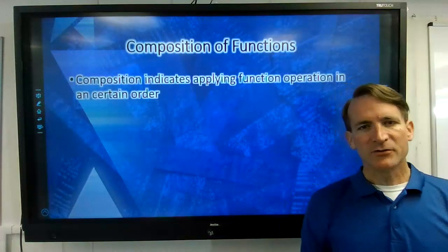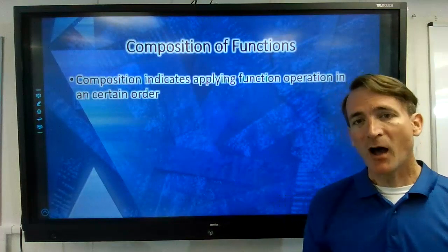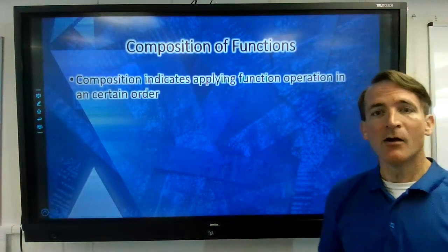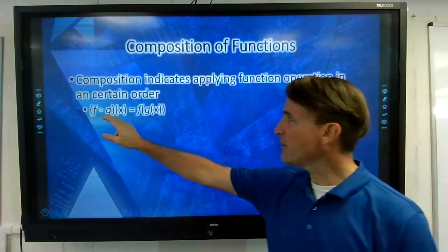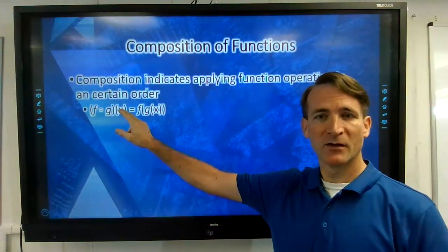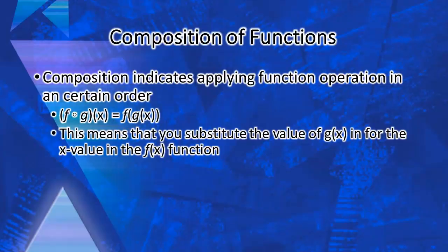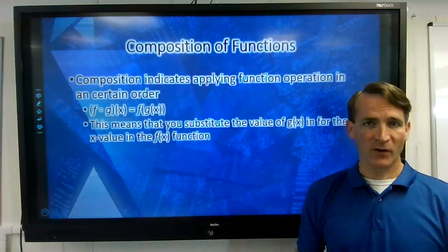The easiest thing to do is just to show an example in order to teach this, but I do want to look at the way that it is written first and foremost. So here we have f composed of g of x. So what this means is that I'm going to take my g of x function. If I find the value for that, I'm going to substitute in that g of x value as my x value in my f function.